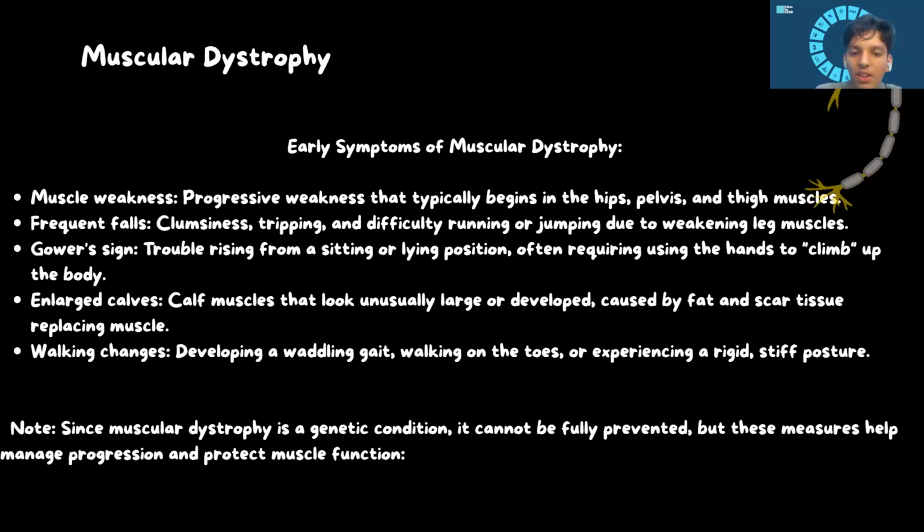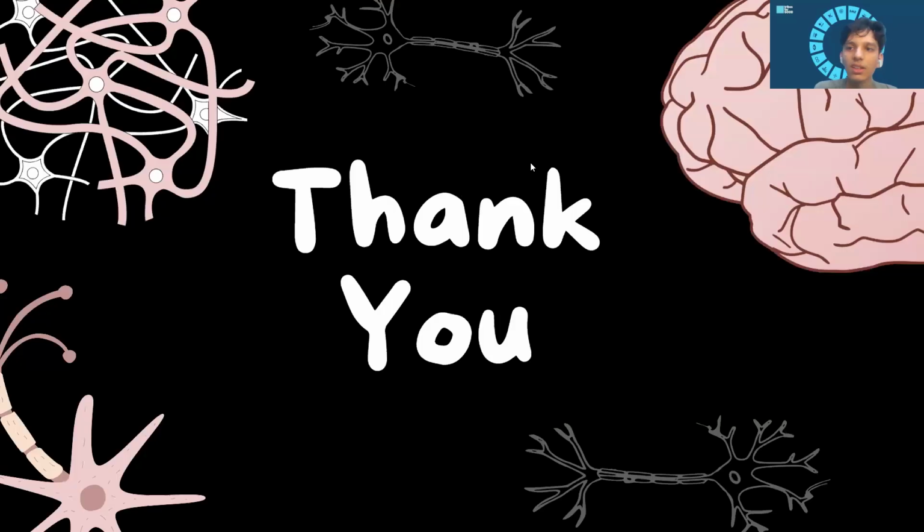And since muscular dystrophy is not exactly affecting the nervous system, and it's a genetic condition, it cannot be fully prevented. With genetic diseases, we have new innovations in the world of biotechnology, but that's still going to take some time. But these measures help manage progression. As I said, most of the diseases cannot be cured, but a few machines or preventive measures or precautions could help with these diseases. Okay, thank you.